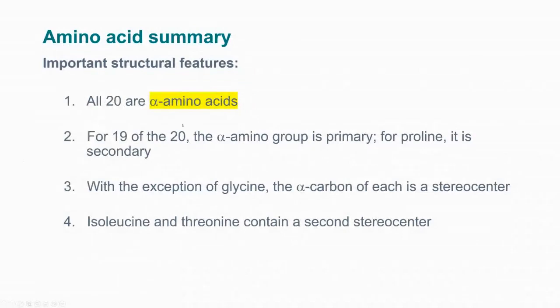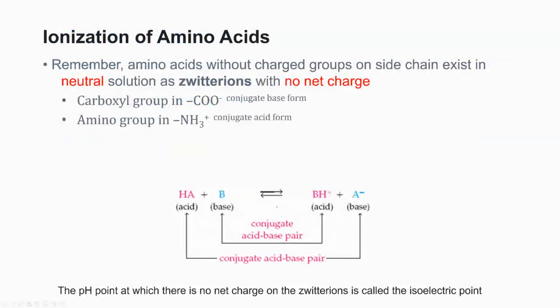So, in summary, we have all 20 alpha amino acids. For 19 out of 20, the alpha amino group is primary. For proline it is secondary. And the alpha carbon of each is a stereocenter except glycine. Isoleucine and threonine contain a second stereocenter.